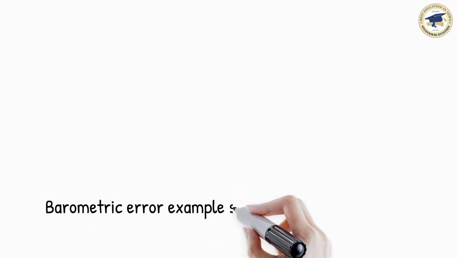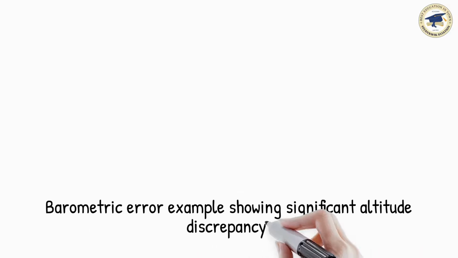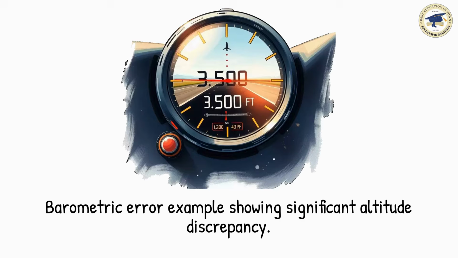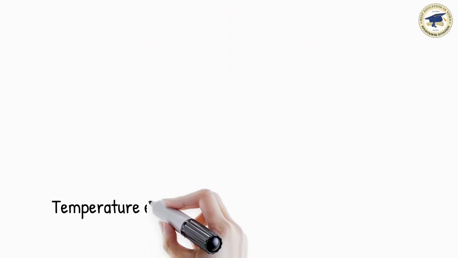Barometric error can be huge. Example: QNH 1025 hectopascals, indicated 3,500 feet. Airfield QFE is 985 hectopascals. That's a 40 hectopascal difference, equal to 1,200 feet. So actual height above the airfield is only 2,300 feet.